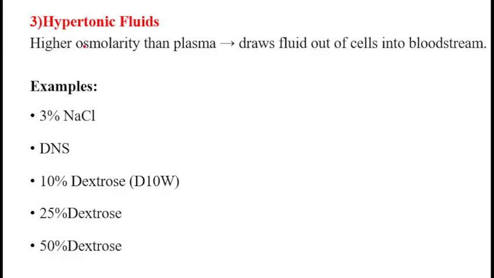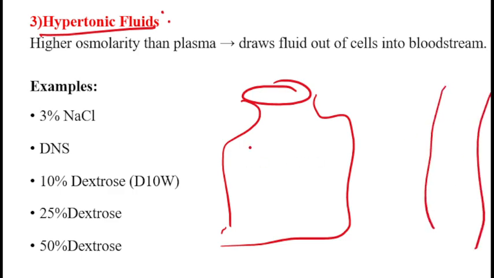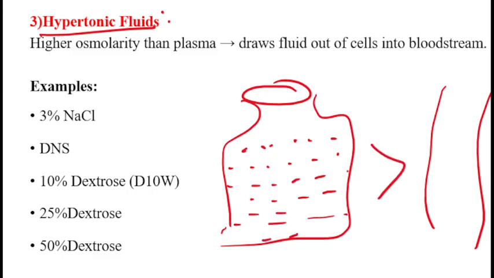Now let us see the next solution, the third type of solution. Consider this is an IV fluid bottle, and here is the blood vessel. Here the concentration of solutes present in the fluid is greater than the concentration of electrolytes present in the blood vessel. So what is this solution? Here the fluids have a higher osmolality than the plasma. The concentration of electrolytes present in the fluid is greater than the concentration of electrolytes present in the blood or plasma.